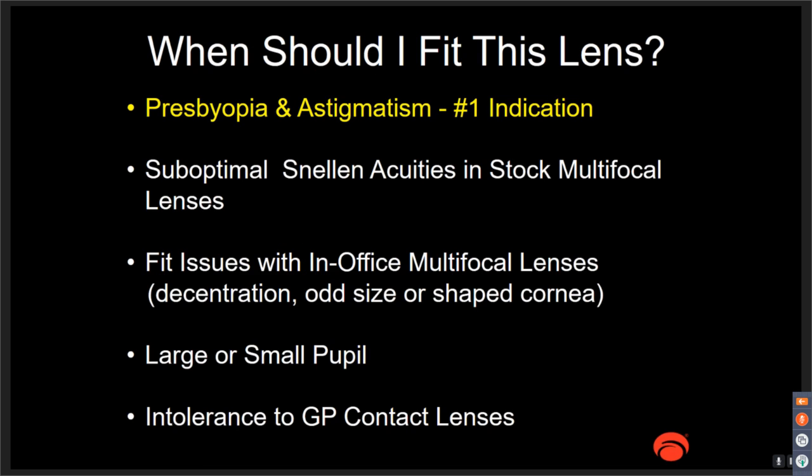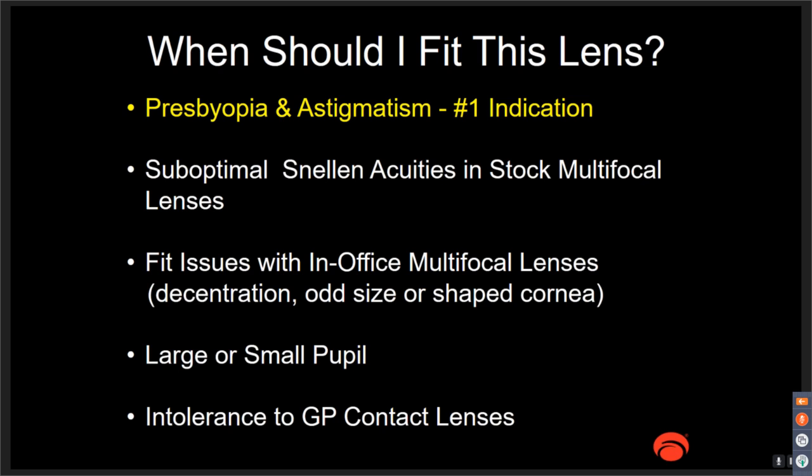Now, when do you want to fit this? Well, certainly the obvious one is the presbyopic astigmat, because we're so limited on really what's out there, other than a very few lenses that are available with both toric and multifocal. And this particular lens is available any way you want it.